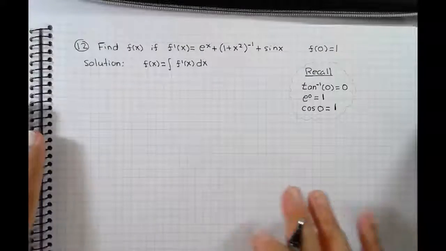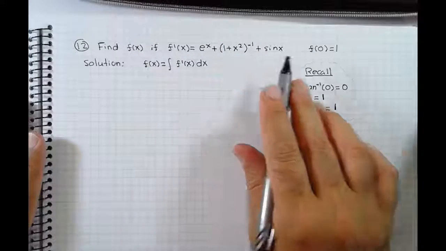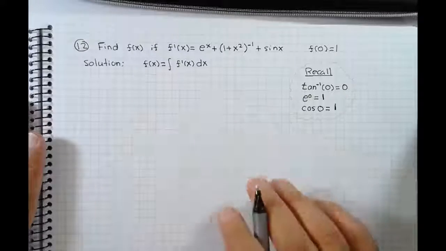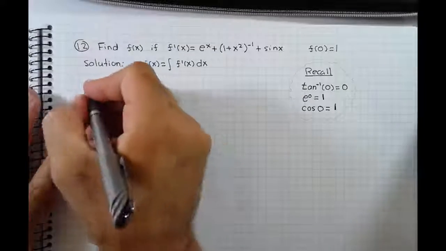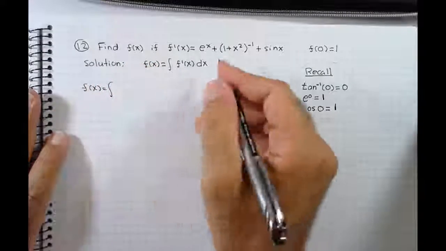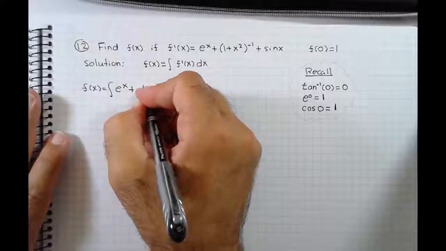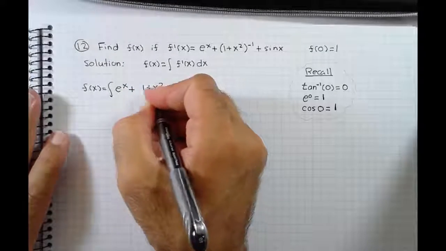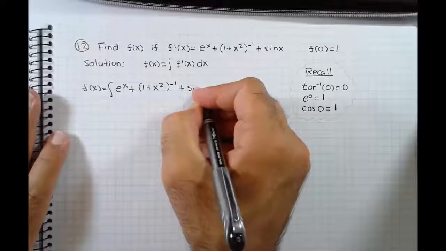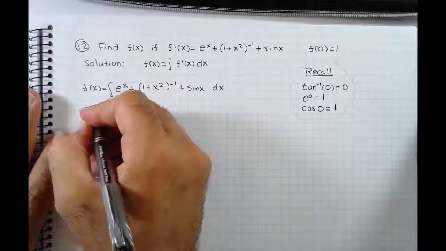Okay, let's look at number 12. Here we have an initial value problem. The derivative is given, the functional value is given at 0, f of 0 is 1, and we want to recover the function. So f of x is going to be the integral of all of this. That's e to the x plus 1 over 1 plus x squared, plus sine x, dx. Now let's split up the integral.